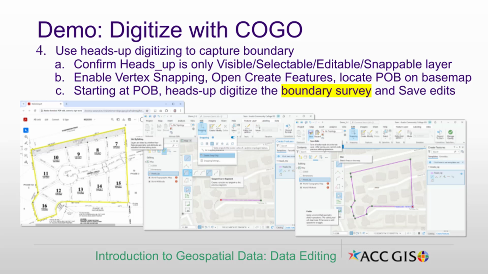In step 4, we'll use heads-up digitizing to capture our boundary. First, you'll confirm that heads-up feature layer is the only visible, selectable, editable, and snappable layer. Then we'll enable vertex snapping, open the Create Features pane, and locate the point of beginning on our base map. Last, starting at the POB, you'll heads-up digitize clockwise around the boundary survey and save your edits.